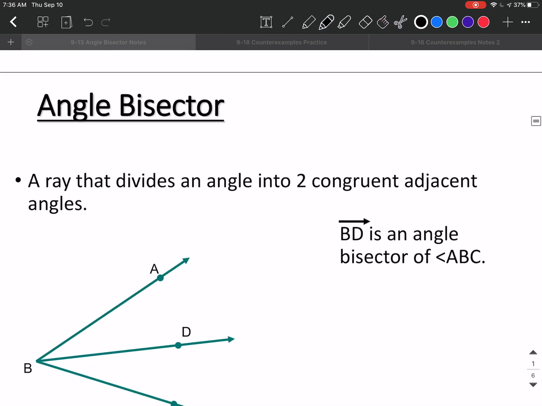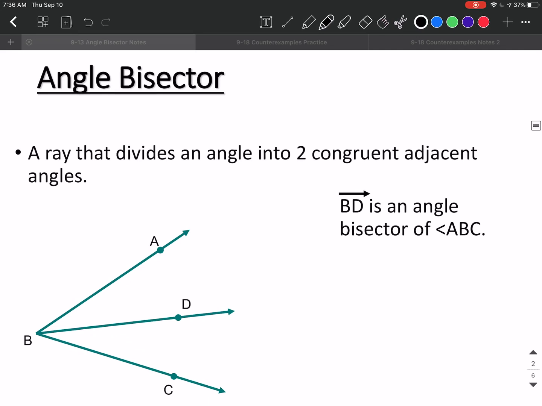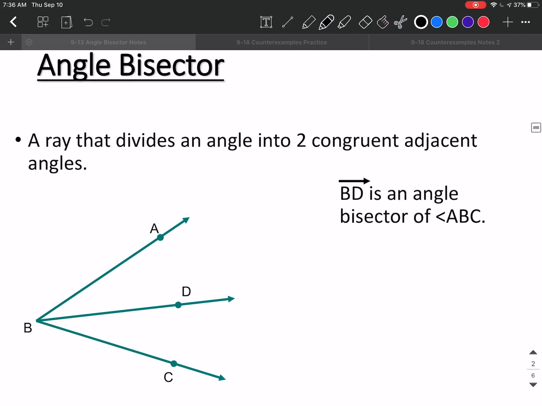Now an angle bisector is going to be a ray that divides an angle into two congruent adjacent angles. Adjacent just means next to, and congruent is just a fancy word for equal. So two equal next to angles.